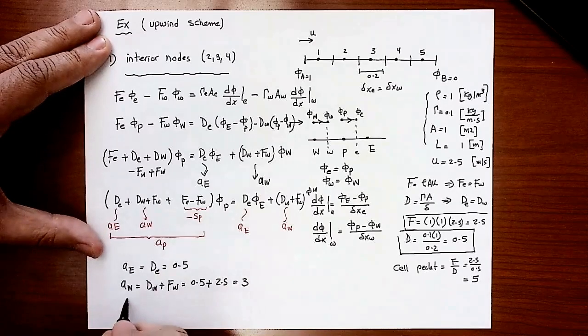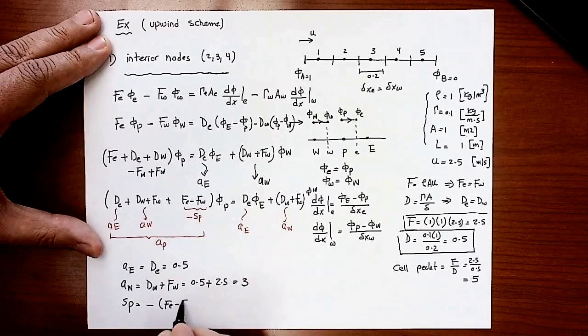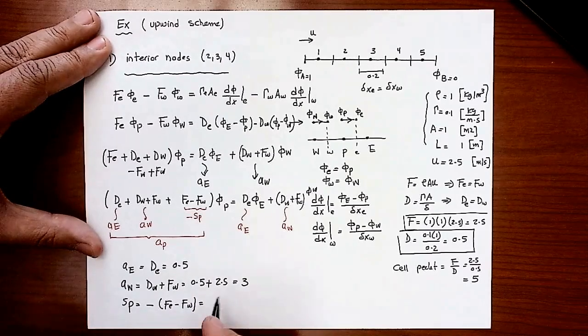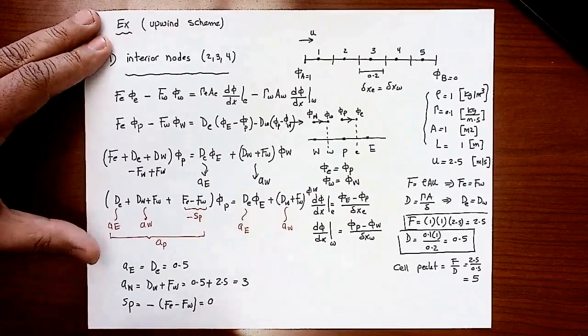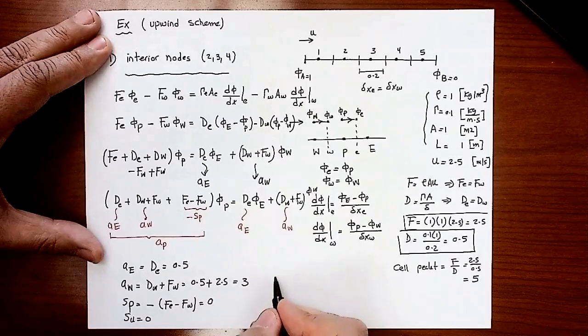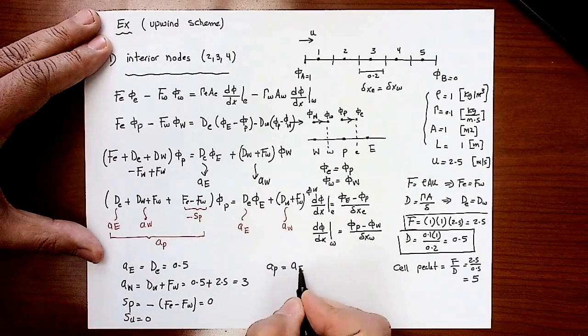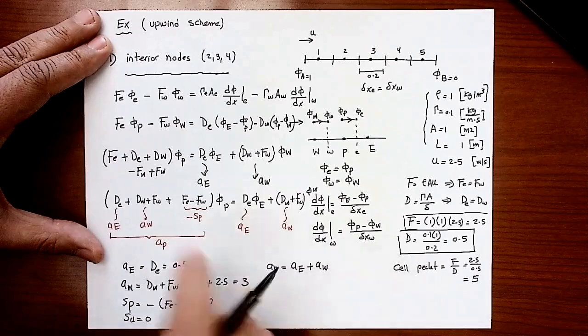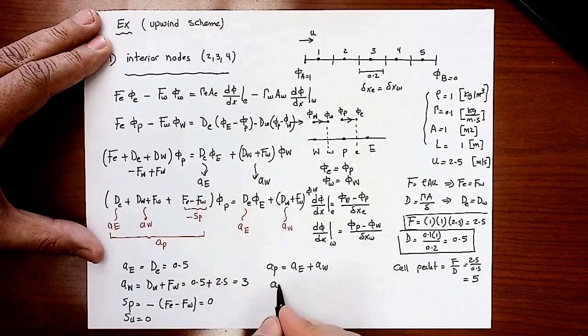Now I will get SP is equal to minus F east minus F west. And for the mass conservation and steady state, this will be 0. Then, we don't have a source term, so SU is going to be 0. And the last term is AP, which is equal to A east plus A west. And this is already 0, so AP will be, as a number, 0.5.